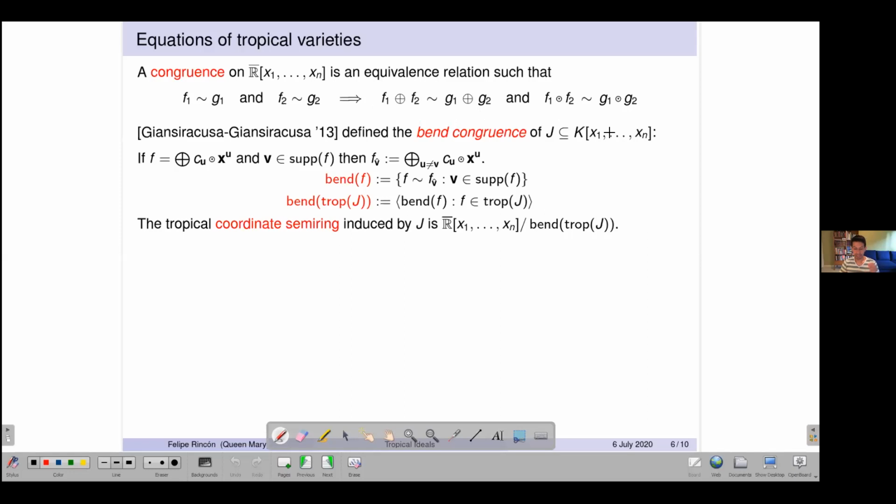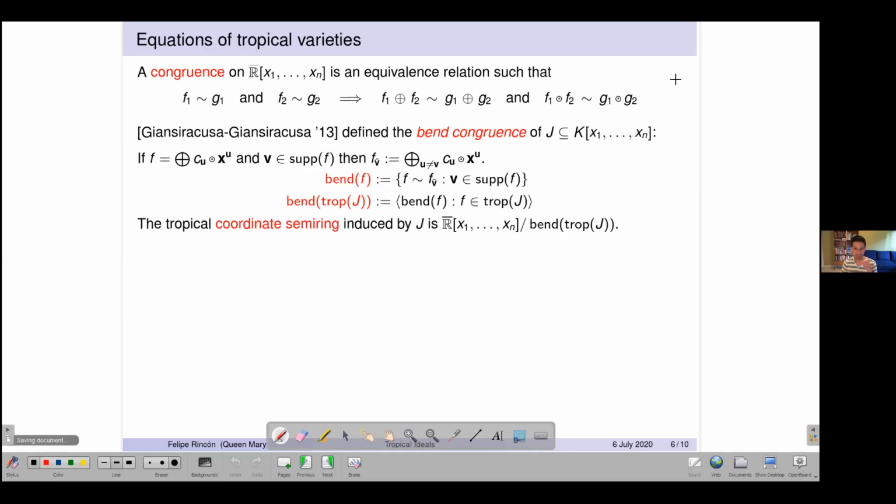So if you're thinking that you want to say when two tropical polynomials are the same on your variety, these are definitely natural conditions you want to impose on your equivalence relation. If F1 is the same as G1 on your variety and F2 is the same as G2 on your variety, then the sum should be the same as the sum and the product should be the same as the product.